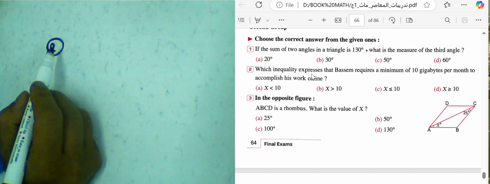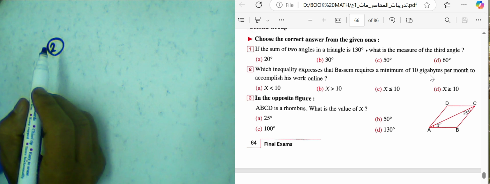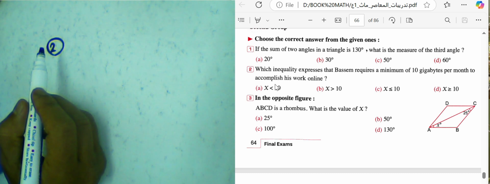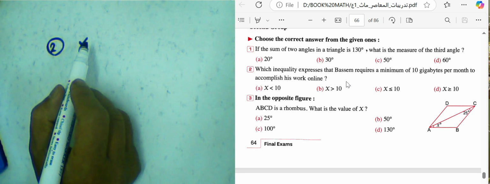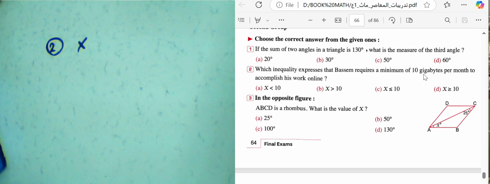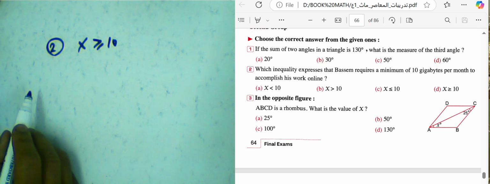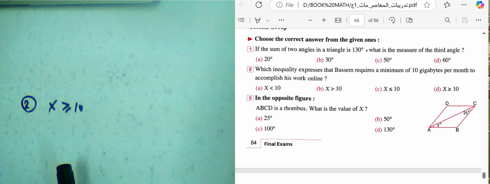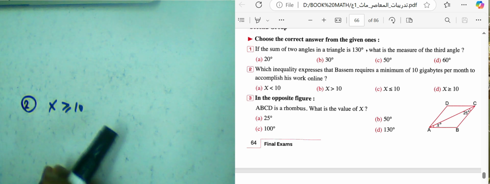Question number 2. Which inequality expresses that Basim requires a minimum of 10 gigabytes per month to accomplish his work online? Then X, he wants what? The inequality represents that Basim requires a minimum of 10 gigabytes. That means X is greater than or equal to 10. We must write X greater than or equal to 10 because Basim requires a minimum of 10 gigabytes per month.